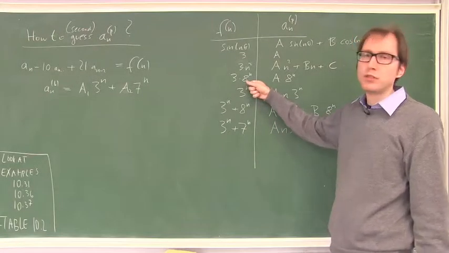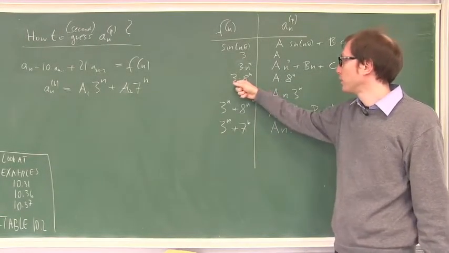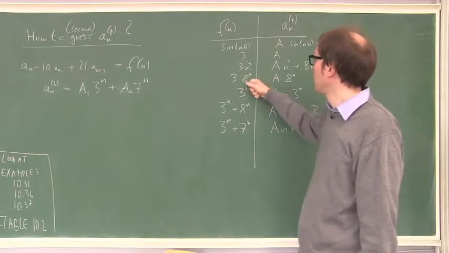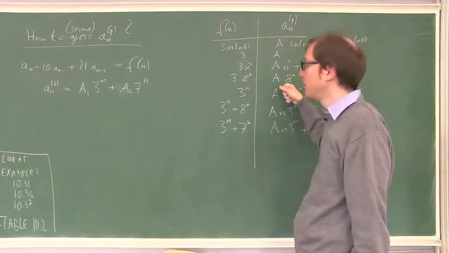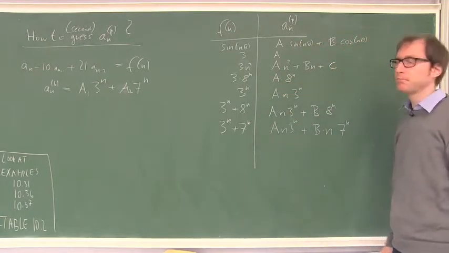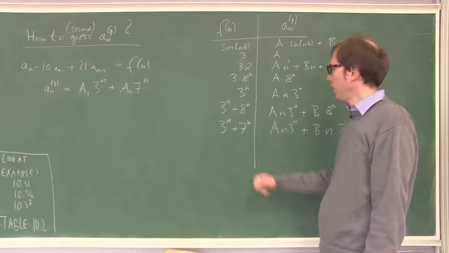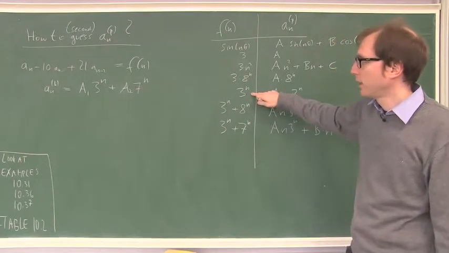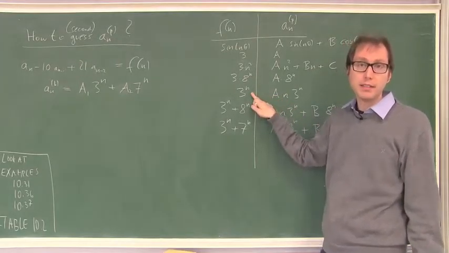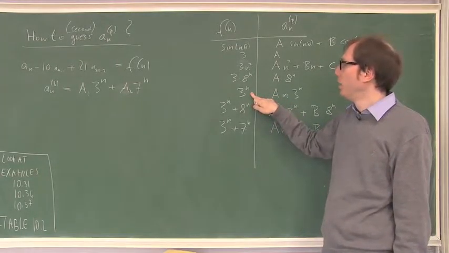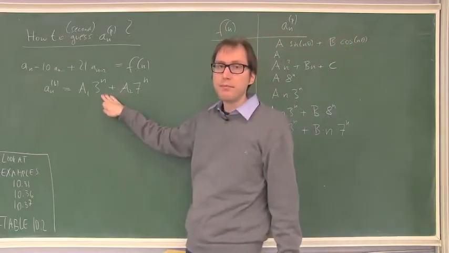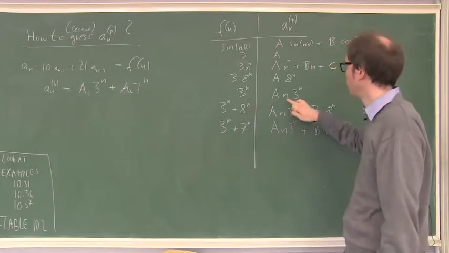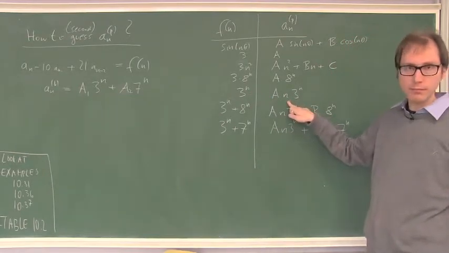Now, 3 times 8 to the n. You should think about it as being a constant times the exponential function 8 to the n. So a good guess would be a times 8 to the n. Now it might get a little more tricky. You have 3 to the n. Now for 3 to the n, a good guess would of course be a times 3 to the n. But careful, 3 to the n also occurs here. So what you do is you multiply through by n. So it's a times n times 3 to the n.